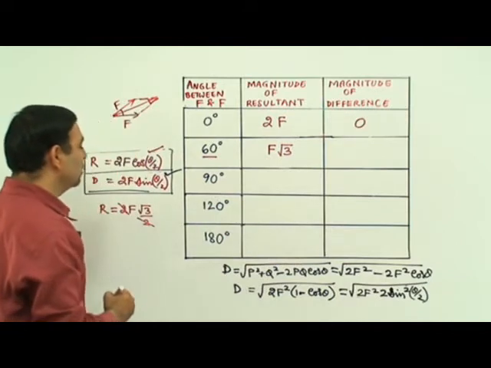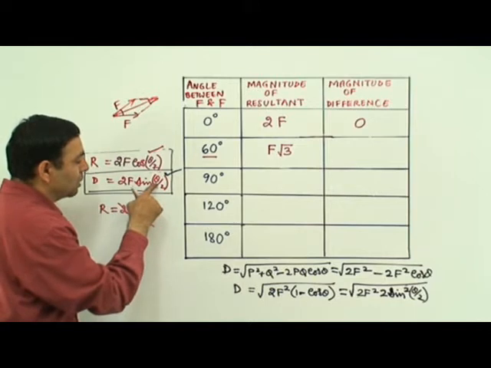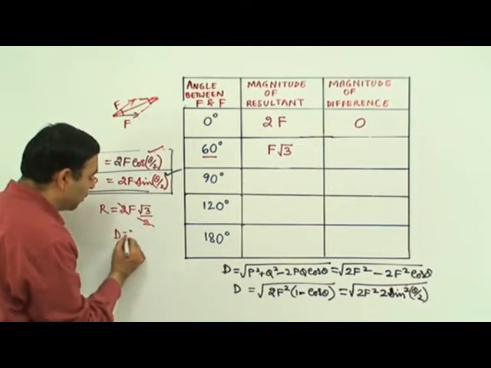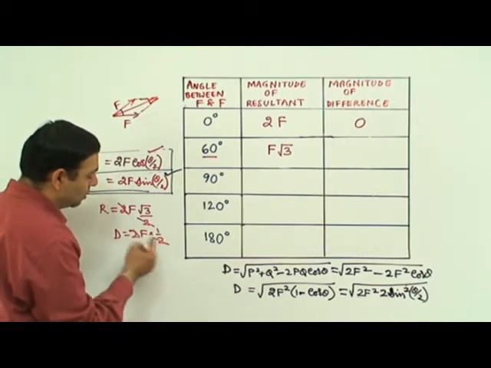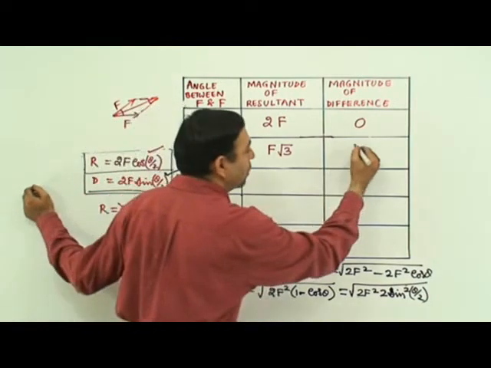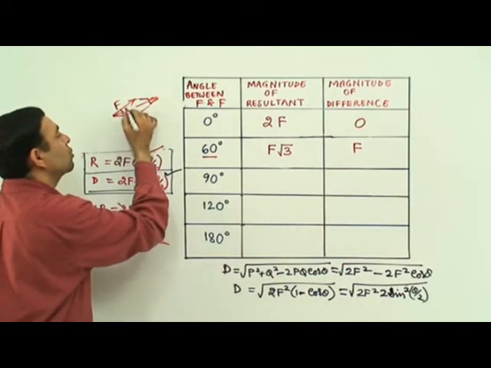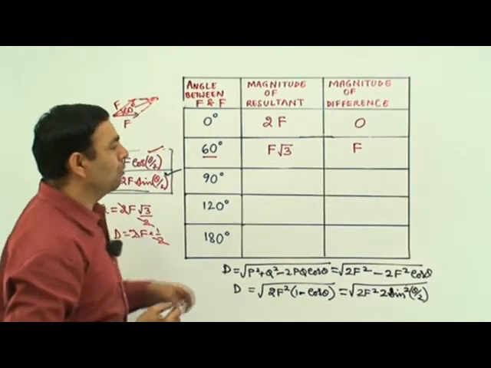And for difference, you can use this formula: 2f sin theta by 2. Sin 60 by 2 is sin 30. Sin 30 is half. So the magnitude of difference becomes 2f into half, and that is f. So the magnitude of difference will be f when two vectors f and f are at 60 degree with each other. Okay. The resultant's magnitude will be f root 3 and the difference magnitude will be f.